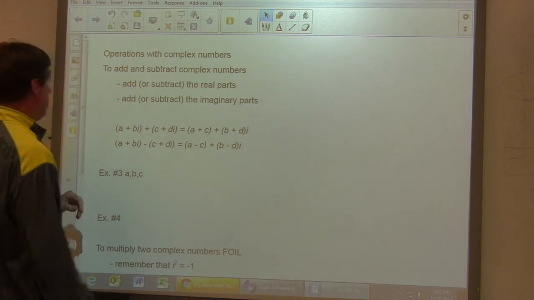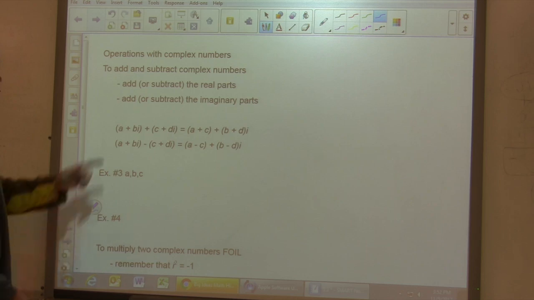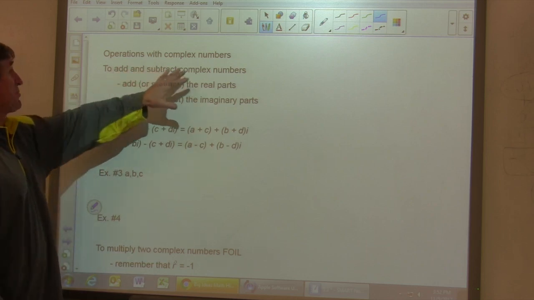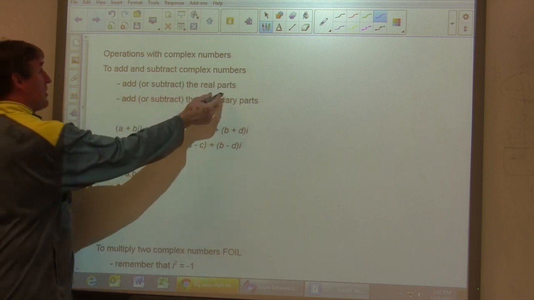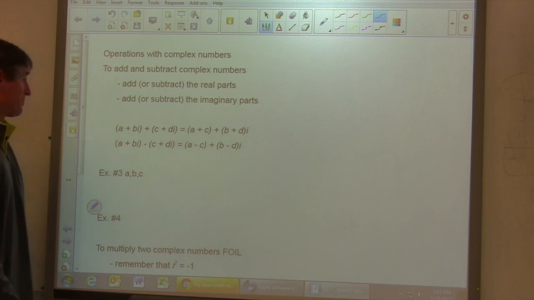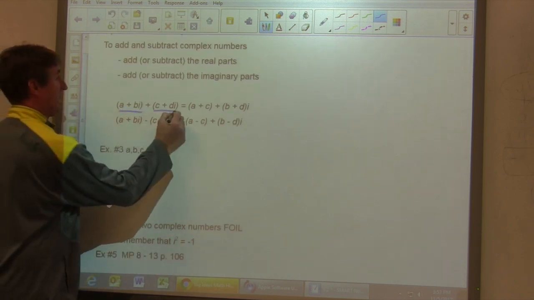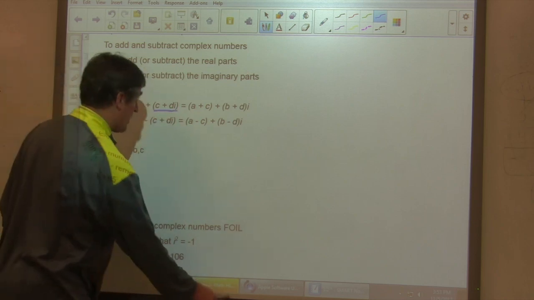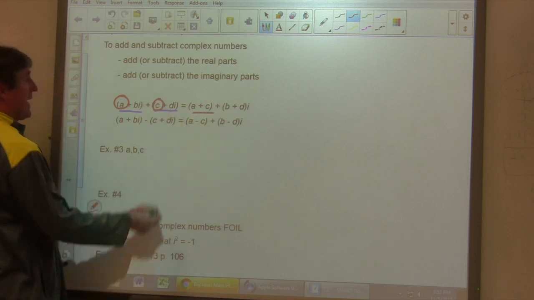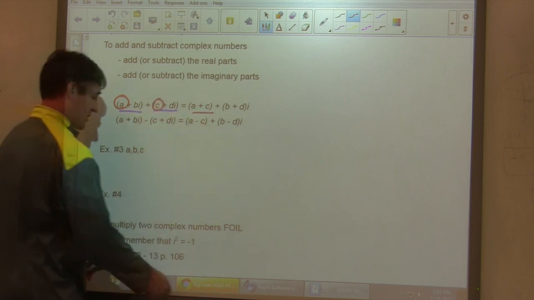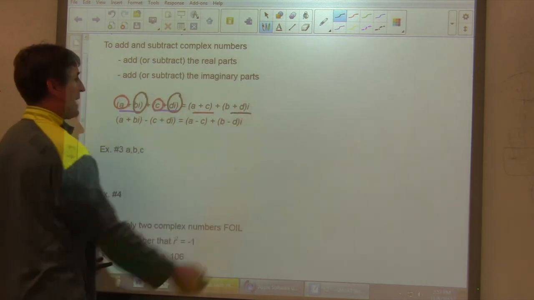So, today you're going to do some, I think you'll find fairly easy things to do. Operations with complex numbers. We're going to add and subtract complex numbers. So to do that, you add or subtract the real parts, and then you add or subtract the imaginary parts. So as an example here, just with no numbers, if I have a plus bi plus c plus di, I add the real parts, the a and c, together to get a plus c, and then I add the imaginary parts, the bi plus di, which gives me the imaginary part.